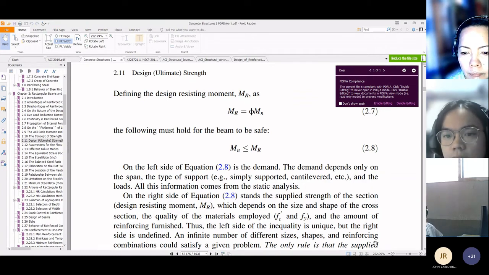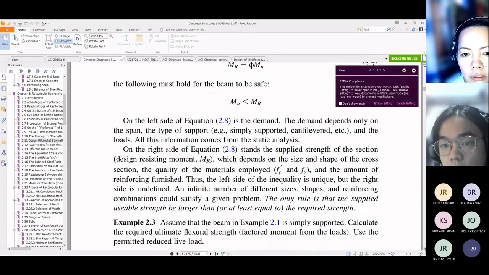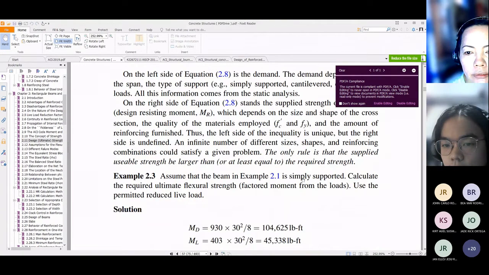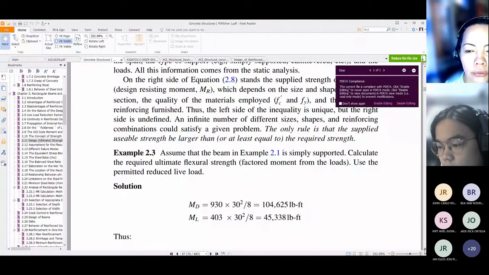Then take note of this rule for the USD. The supplied usable strength should be larger than or at least equal to the required strength. Okay, so the requirement should be less than or equal to the actual.